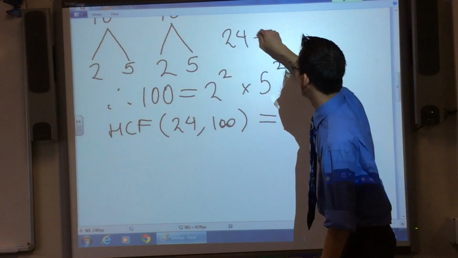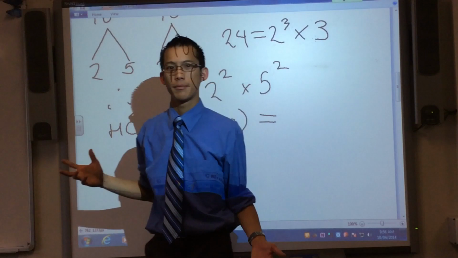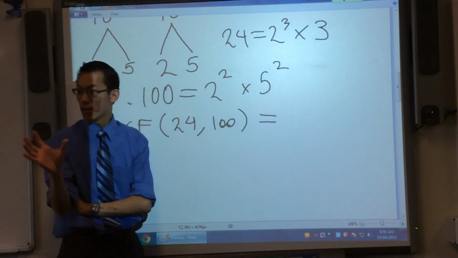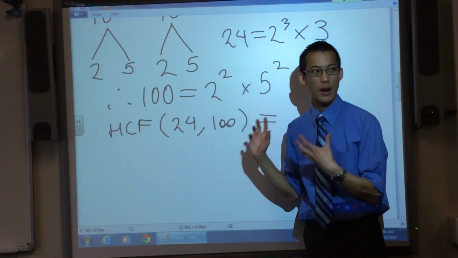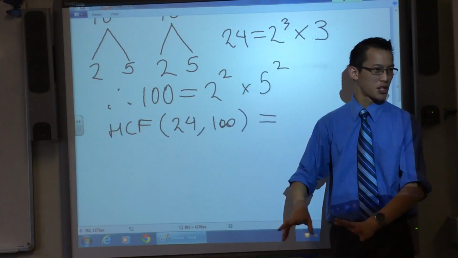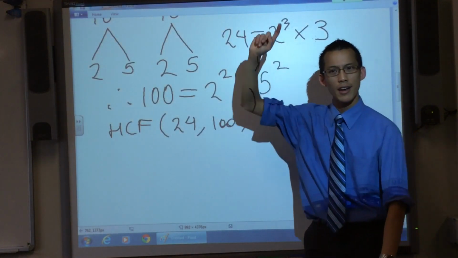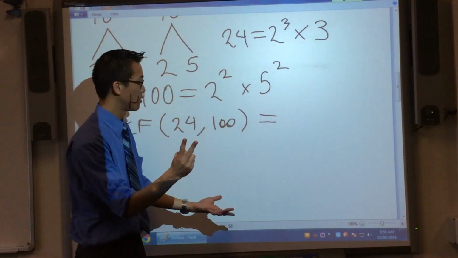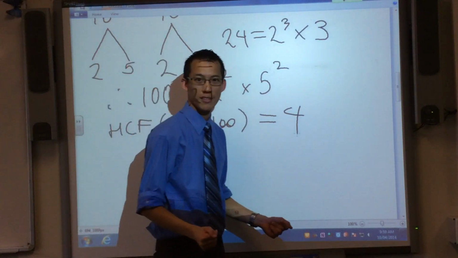I'll write here, 24 is 2 cubed times 3. Okay, good. Now what? Yeah, Rashad. We see what ones are the same on both factor trees. So I want to look for the ones that are in common. The 3s and the 5s are not in common, so we forget about them. I've got 2 2s here and 3 of them here, so how many am I going to get that are in common? 2. So it's 2 squared, which is 4.